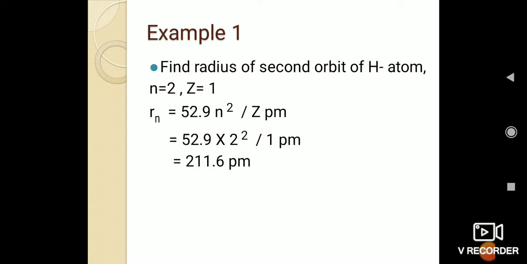The question is: find the radius of the second orbit of hydrogen atom. For the second orbit, n equals 2, and Z equals 1 because the atomic number of hydrogen is 1. Using 52.9 n squared by Z picometer, 2 square is 4, and 4 divided by 1 is 4. So 52.9 into 4, the answer is 211.6 picometer. In this way we can find the radius of different orbits of the atom.